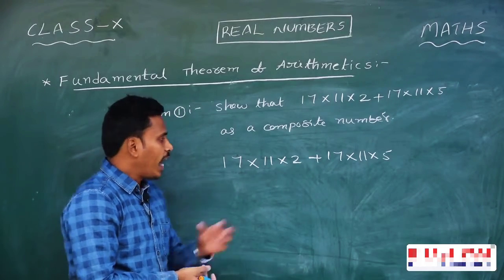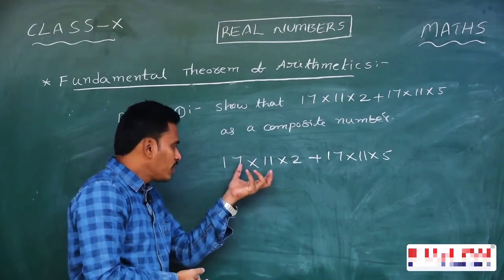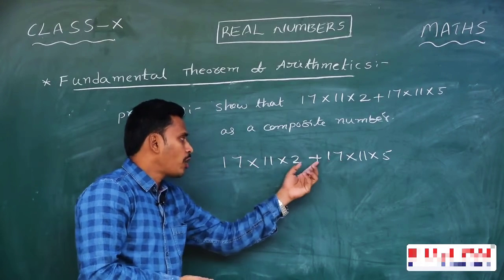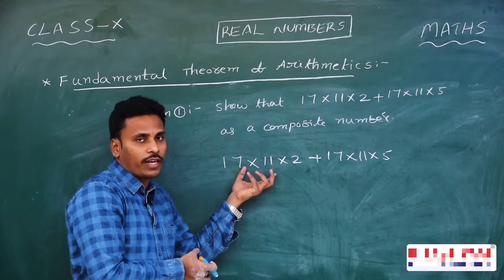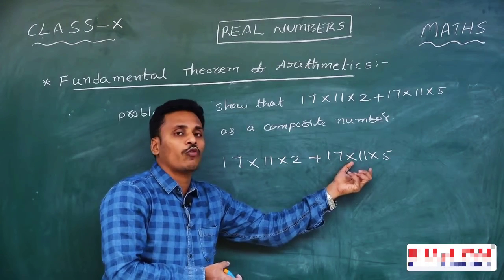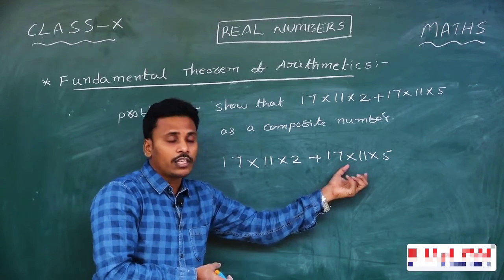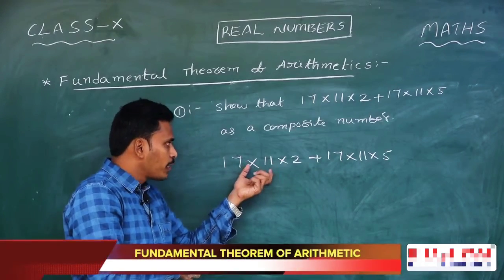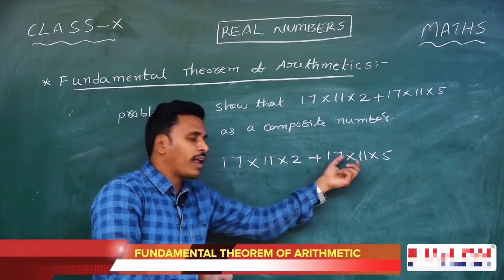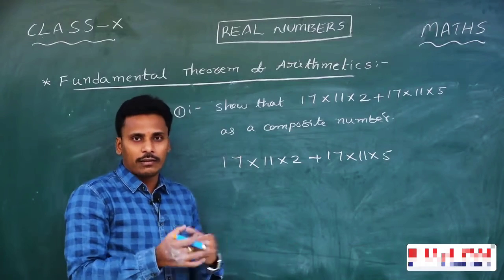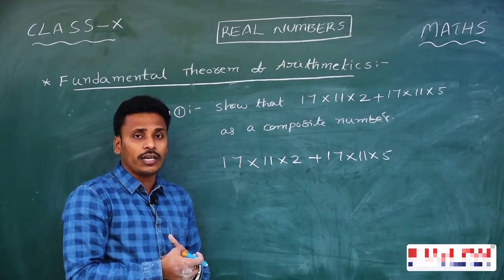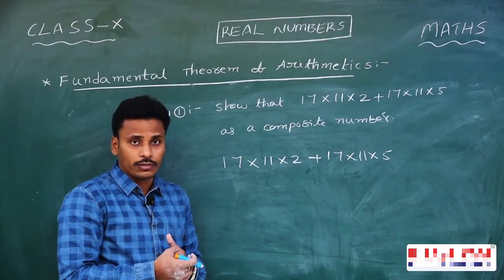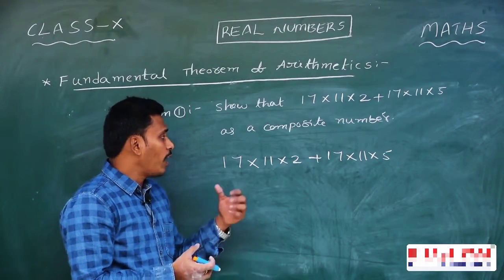We need to check. Actually, this is not one number. This contains two parts because a plus sign is involved there. 17 into 11 into 2 is one term of the number, and 17 into 11 into 5 is another term. Multiplying these, simplifying and adding, you will get a larger number. To show that larger number is prime or composite, to check, it's a lengthy and difficult process. So to avoid that, what do we have to do?